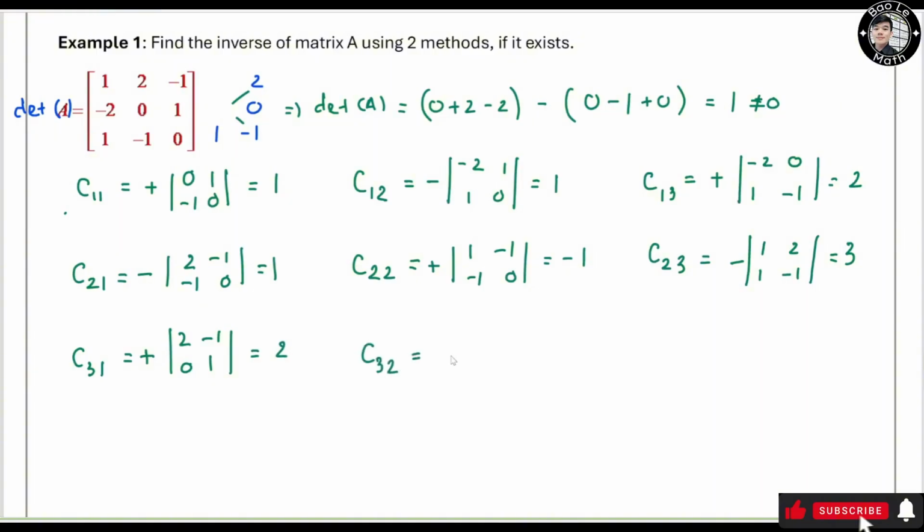C32 is going to be minus. C32 is right here. Cross out this guy, cross out this guy. 1, -1, and -2, 1. It's going to be 1. And C33 equals, this is minus, this one must be plus. So the last element right here, cross out this guy, cross out this guy, we have 1, 2, and -2, 0. So 1 times 0 is 0, subtract -4 is going to be 4.